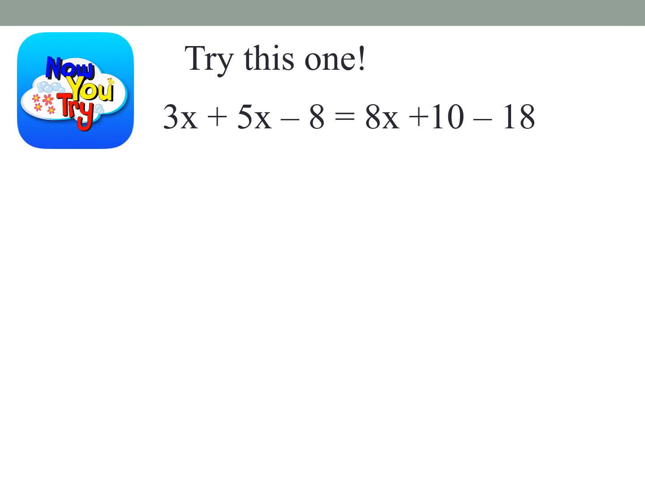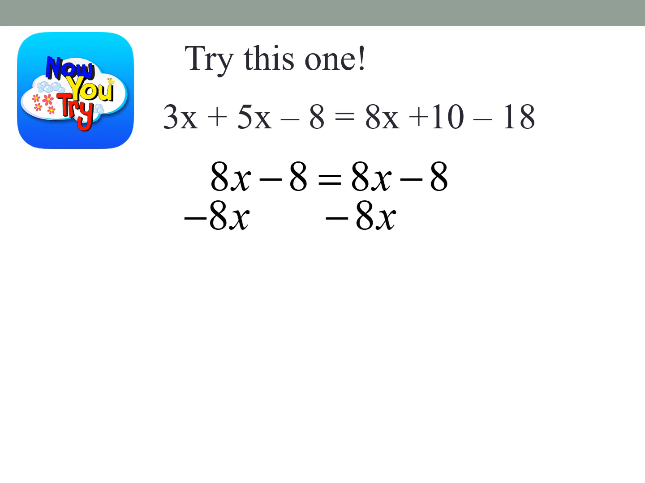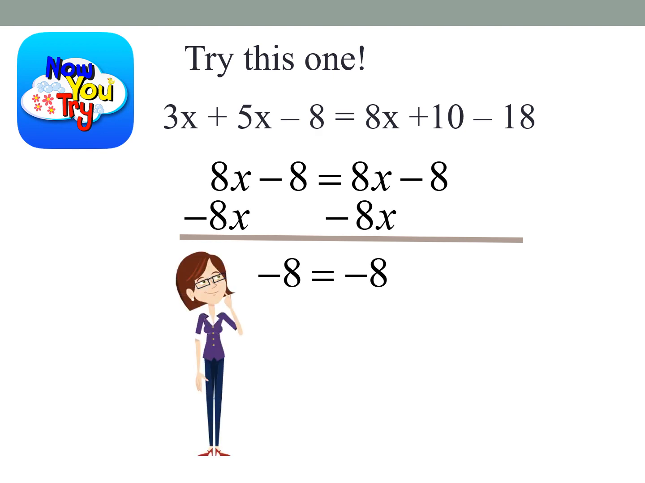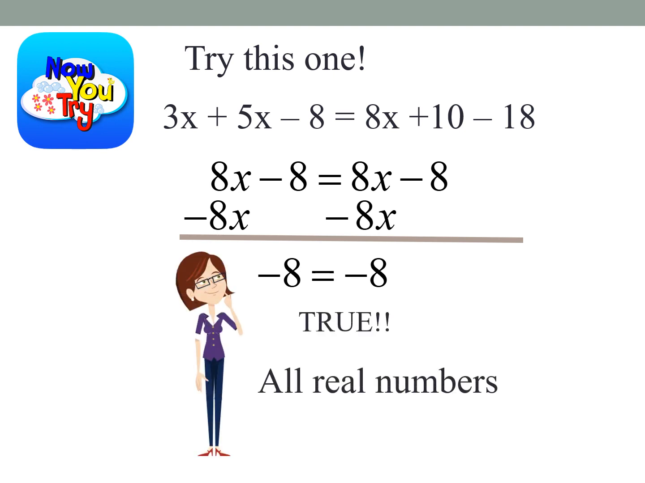All right, try this one now. All right, so on this one, there's no distributing, so I'm going to combine my like terms. I'll have 8x minus 8 equals 8x minus 8. Well, you can kind of see where this one's going without even combining your variables onto one side, but let's do that. So I'm going to subtract 8x from both sides, and when I do that, I get negative 8 equals negative 8. So now this is a true statement. So my answer is all real numbers. Any value of x will make this a true statement.